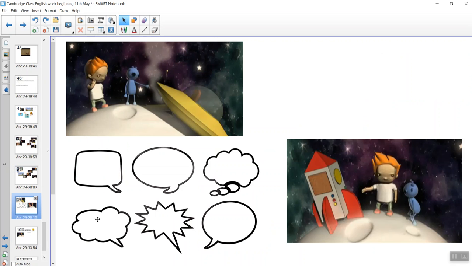Okay, so the last thing we're going to think about is when the alien is telling the boy about his spaceship, and when the boy is telling the alien about his spaceship, what might they say to each other? So in a minute, you're going to pause the video and just jot down anything that they might say to each other or anything that they might be thinking. Pause the video and have a go.